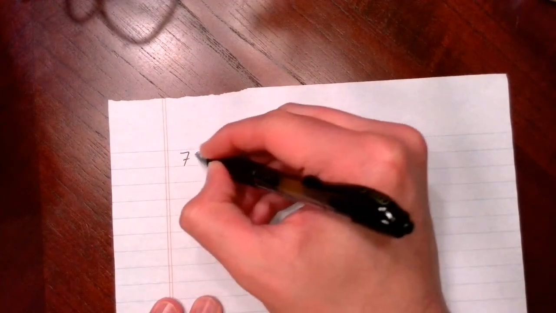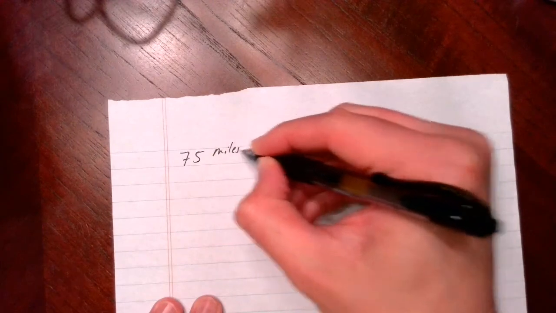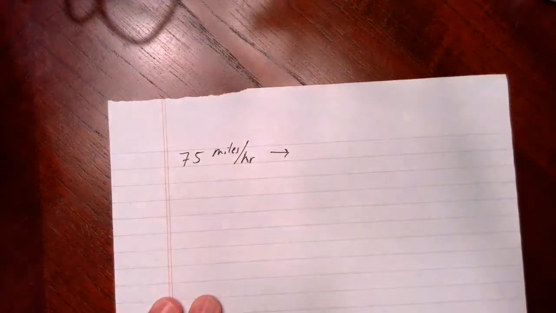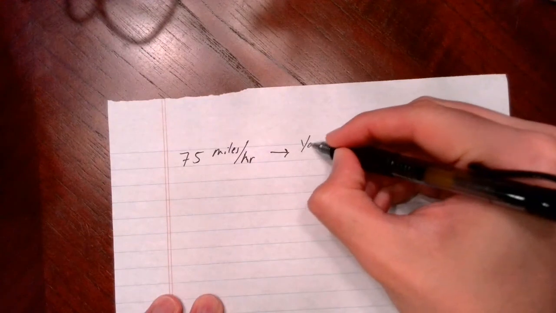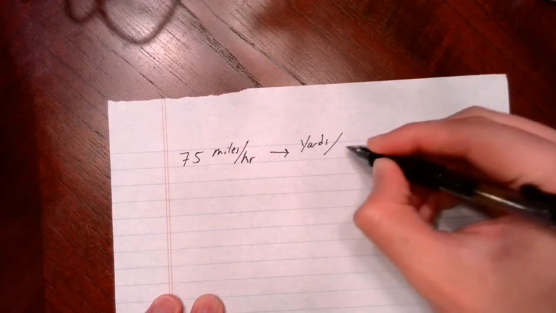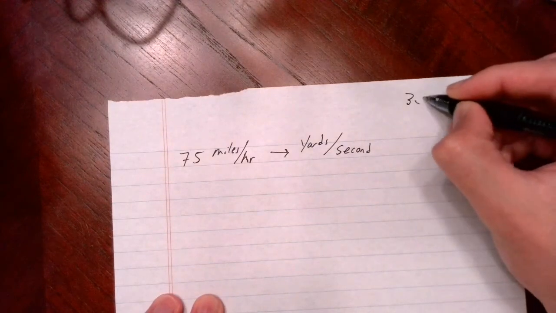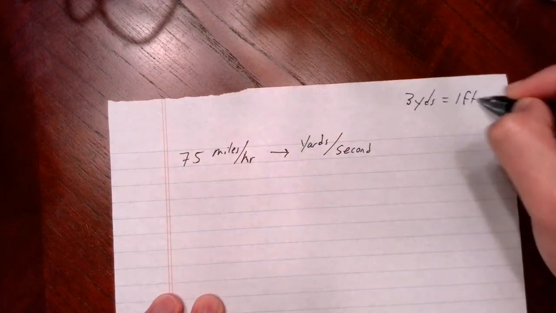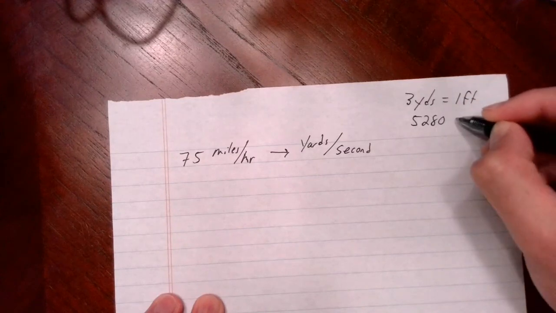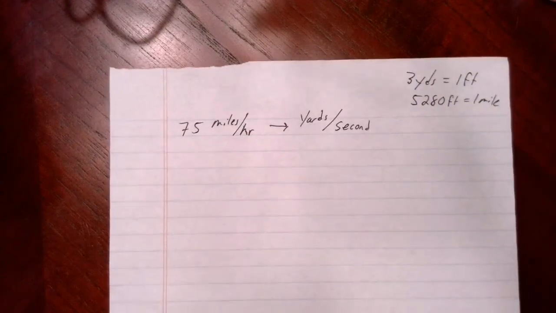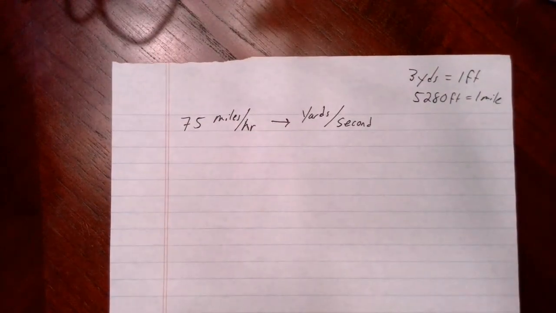So let's do 75 miles per hour, and I want to convert that to, let's say, yards. We'll say yards per second. And hopefully you know there are 3 yards in 1 foot. There are 5,280 feet in 1 mile. So go ahead and pause the video and try that conversion on your own. If you get this one right, I'd say you're in good shape to move forward.